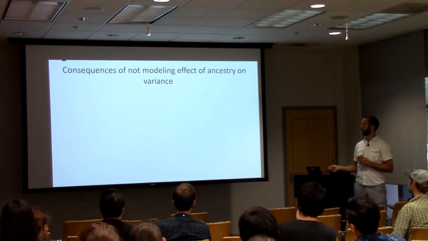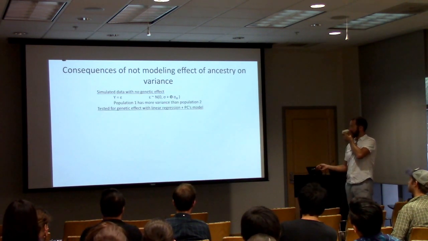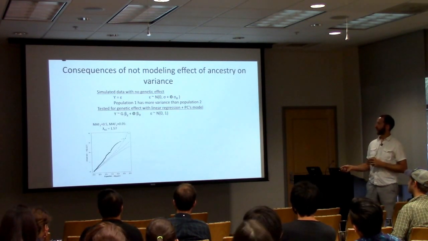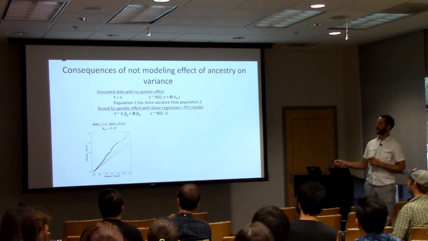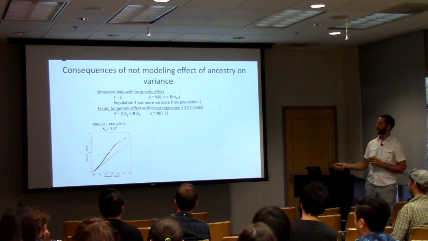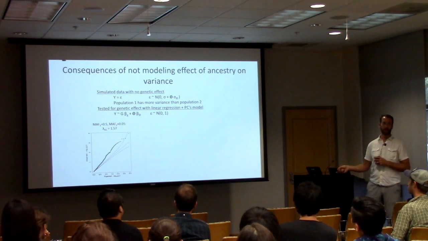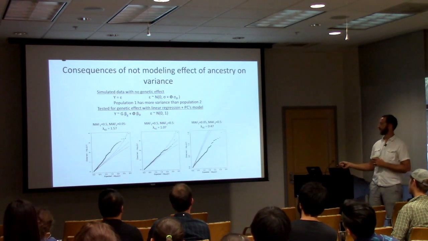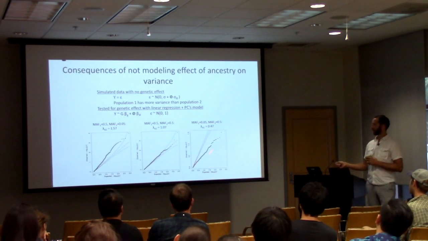And so what is the consequence of this? Well, if we simulate data with no genetic effect, and we do basically a GWAS with PCs, we consider 3 types of SNPs. We consider one SNP that has a minor allele frequency of 0.5 in population 1 and 0.05 in population 2. And what you can see is that even though we put in PCs, we have a lot of inflation. When the minor allele frequencies are equal, we have no inflation. And when the frequencies are going the opposite direction, we have deflation.